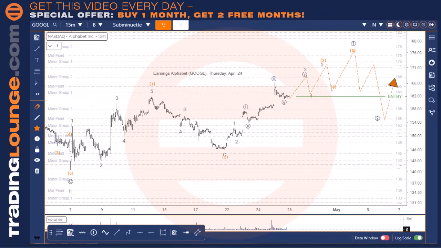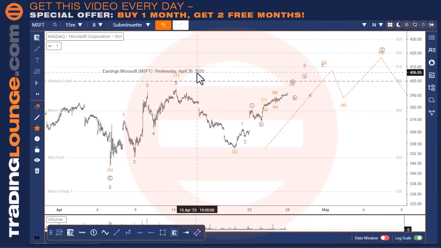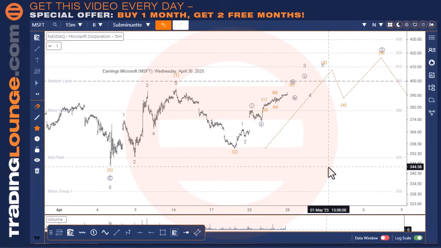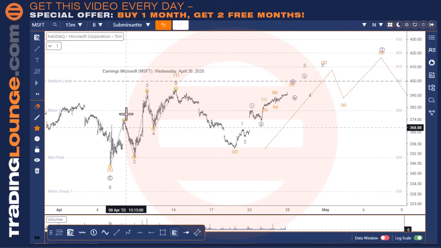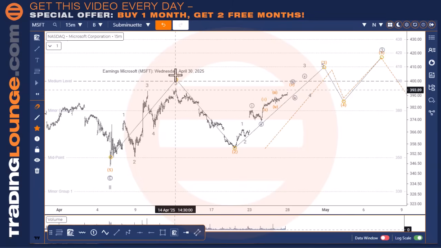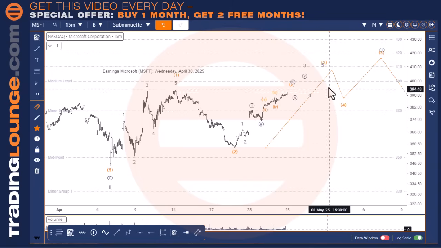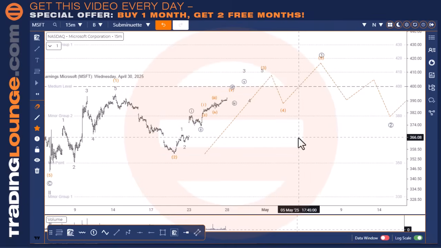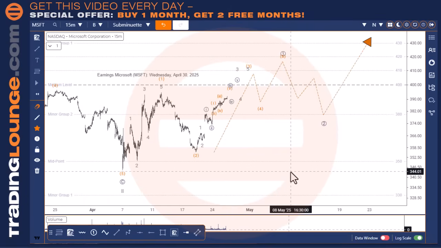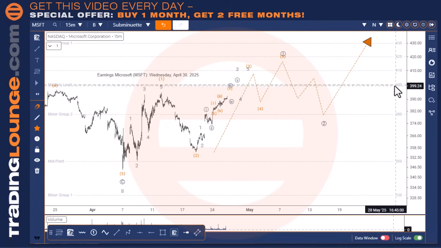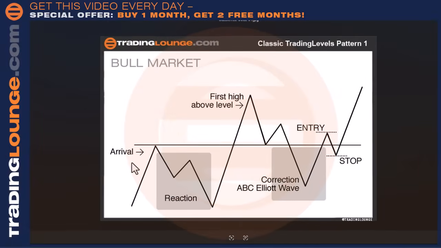And Microsoft has also got earnings this week as well, on the Wednesday. Once again, we do have a nice 1, 2, 3, 4, 5 up here for 1, and we're going to look at this as wave 2, and we're going to look at this as 3, 4, 5 up here, and then the ABC pattern here. It's not going to go very far past this 400 here, and if we are going to go long, we're going to be looking for a classic trading levels pattern. If this is the 400 here, we'll need to wait for the first high above the level and then start to work the highs back down at that point.